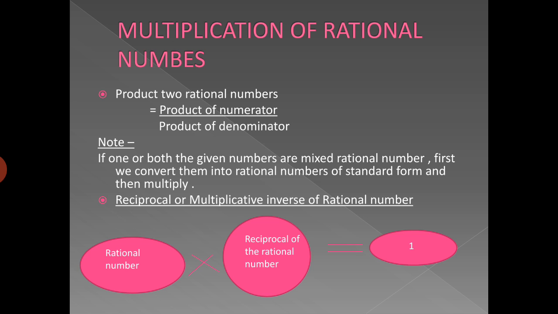The next we have is reciprocal, or we say multiplicative inverse. In addition we have additive inverse, means the number as it is with the negative sign. Here we have multiplicative inverse, or we say reciprocal. So what is that? It's nothing but the numerator becomes the denominator and the denominator becomes the numerator. Means if we have 2 by 3, then its reciprocal is 3 upon 2. Whenever we multiply a rational number with its reciprocal, we get the answer 1.